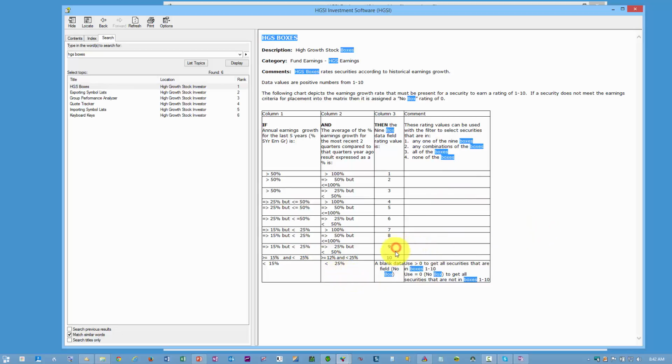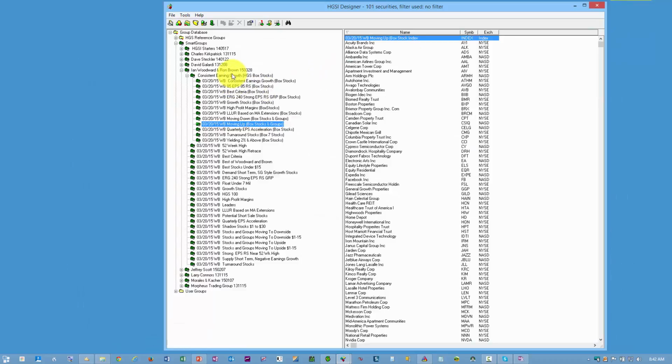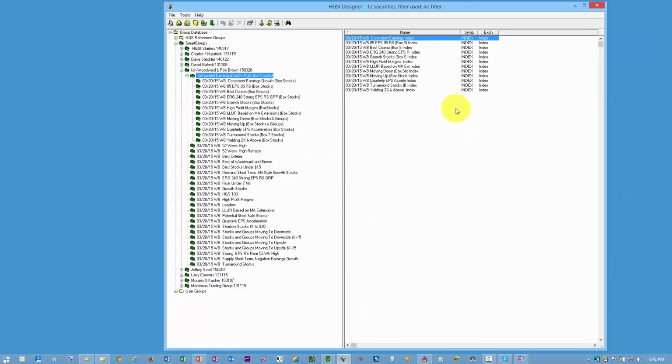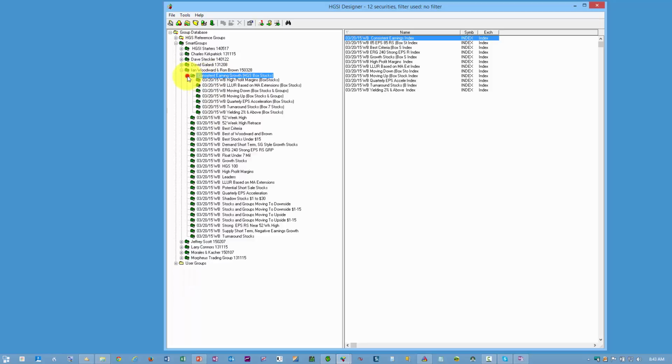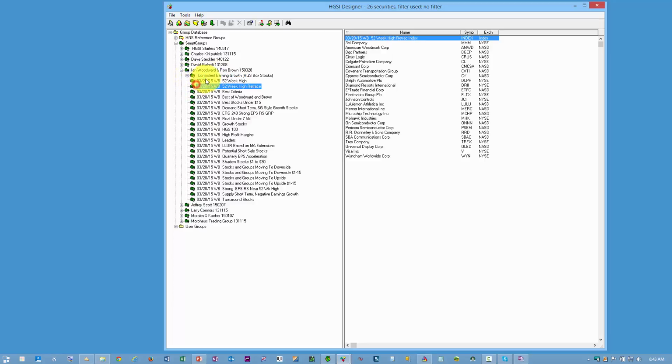There used to be 9 boxes, but we added a box 10, so now we have box 10 stocks. So Ian and I were talking with George, and we thought, well, since a lot of people only want to deal with stocks that have earnings, we thought we would put in a box stock smart group and several subgroups. This is going to be under your smart groups.